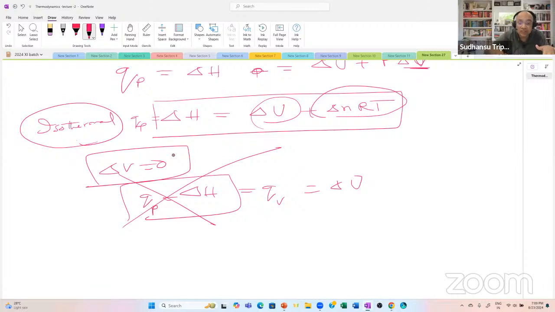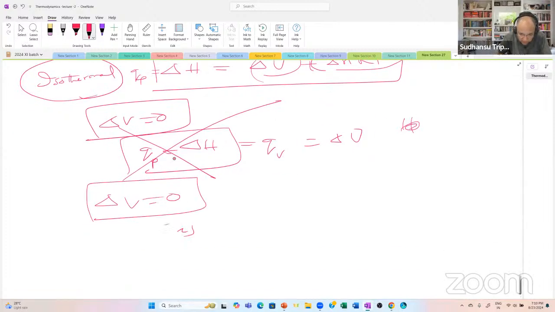Or if it is a chemical change, then the expansion and compression might happen due to change in the number of moles. Pressure has to be kept constant. If the volume is kept constant by using a sealed container, so delta V is equal to 0 under these three conditions.